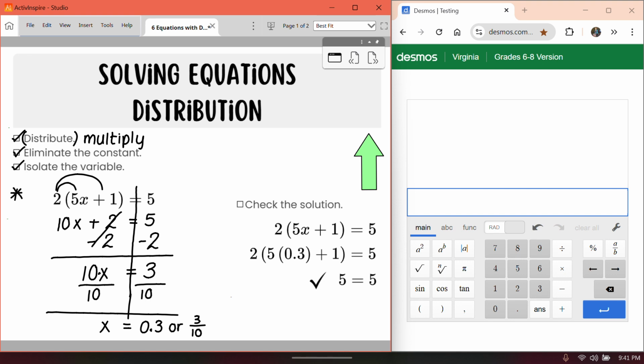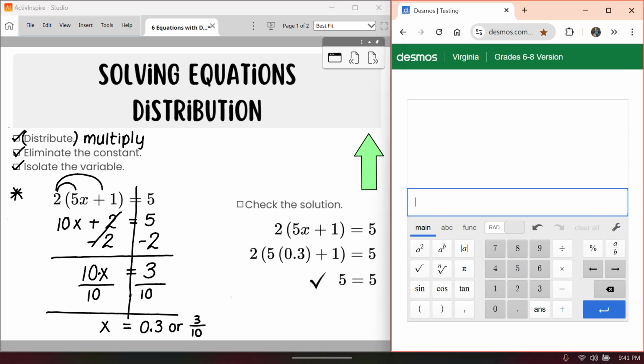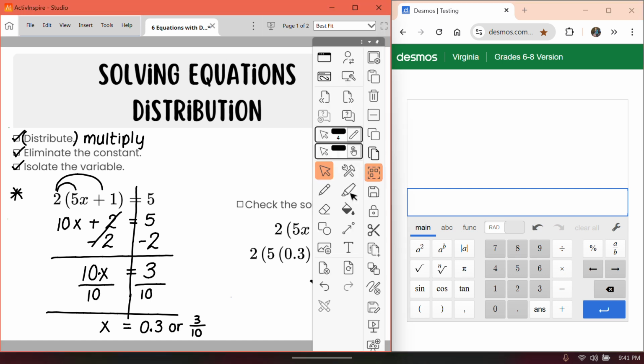It says to take whatever value you got for x, substitute it in place of the variable, and then you would use order of operations to see if you get the same number on the left side as you do on the right side. I'm going to tell you that if you have Desmos, there is an easier way to do that that doesn't require so much work. So let's look back at the original equation.